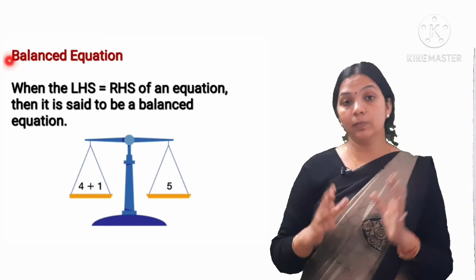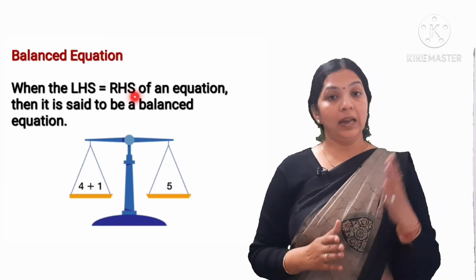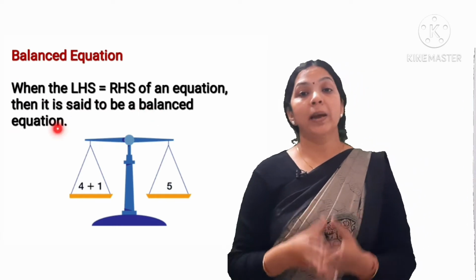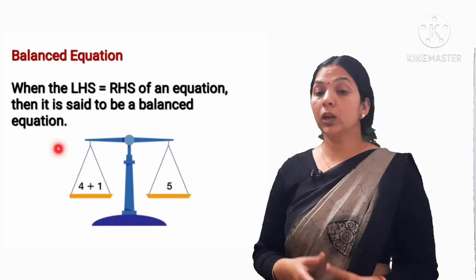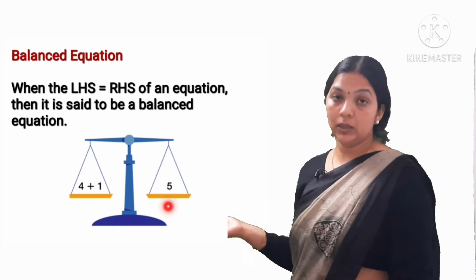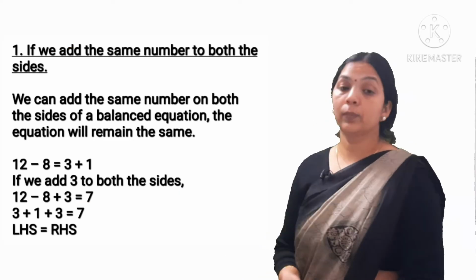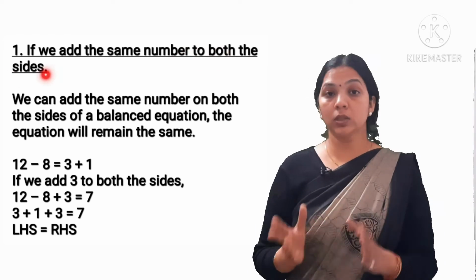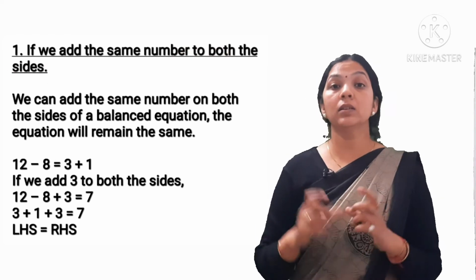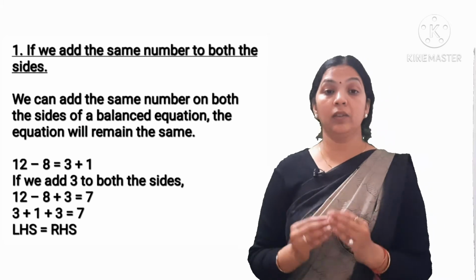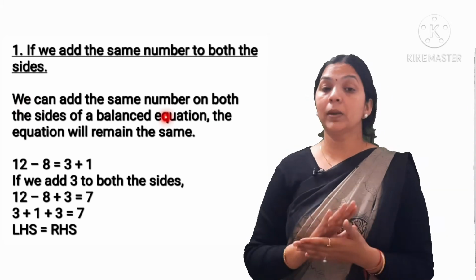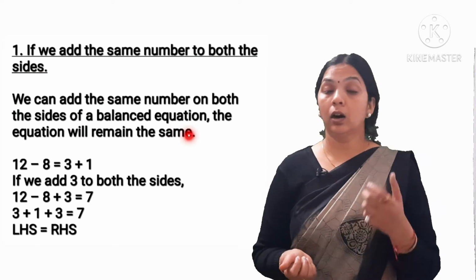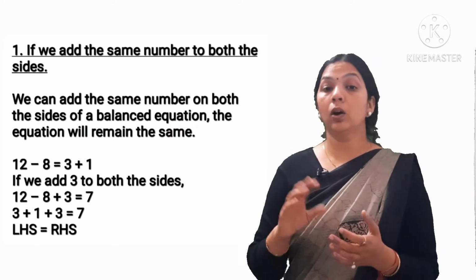Now what is a balanced equation? When LHS and RHS both are equal, then it is said to be a balanced equation. Here you can say that 4 plus 1 is equal to 5. Now, if we add the same number on both sides in an equation, then the equation remains the same. We can add or subtract a number on both sides.